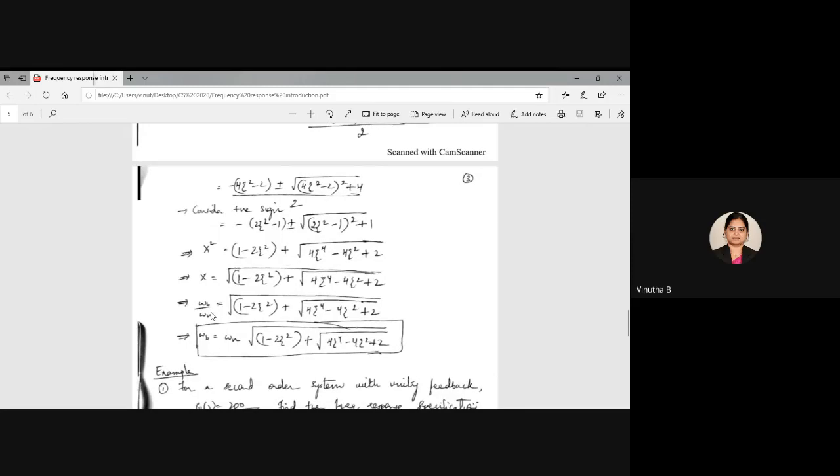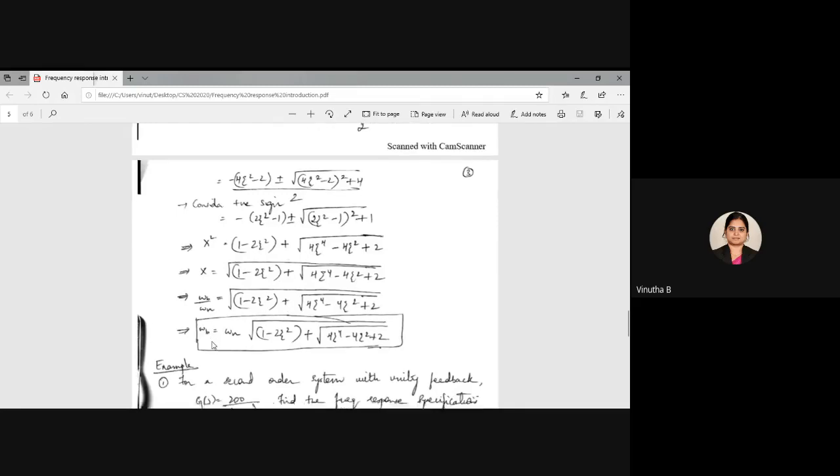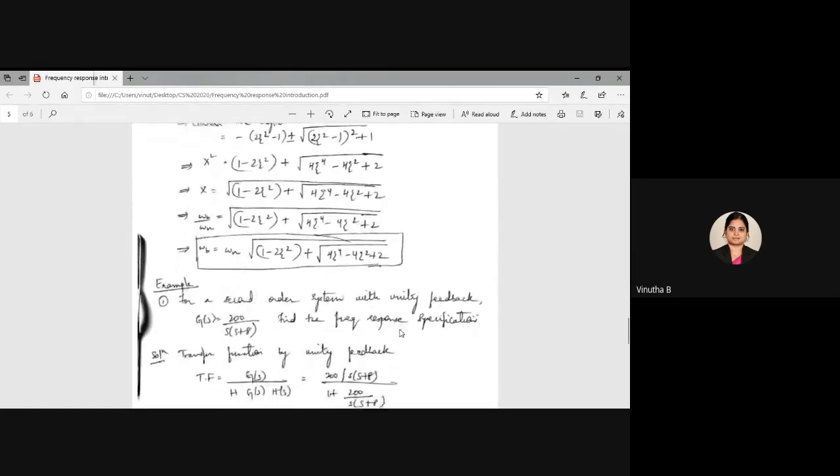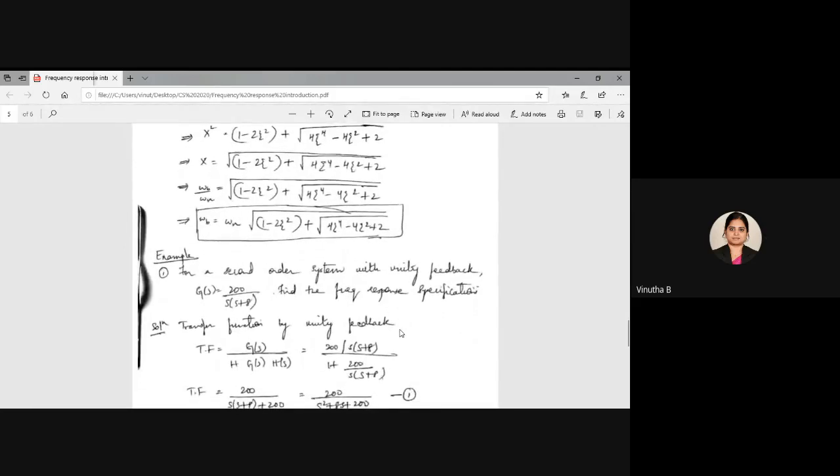Okay, so x is x square, so we want x, so x is equal to the square root of this entire term, so x is omega bandwidth, right? So omega b by omega n is equal to the square root of this. So what will be omega b finally? The bandwidth factor will be omega b is equal to omega n into square root of 1 minus 2 zeta square plus square root of 4 zeta to the power 4 minus 4 zeta square plus 2. So this is the equation for finding out the bandwidth specification of frequency response analysis.